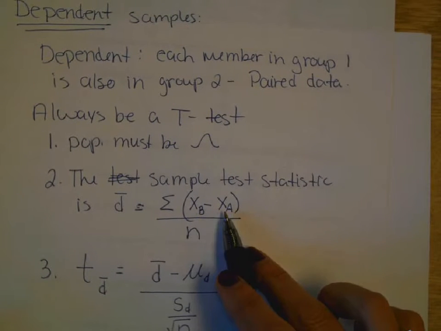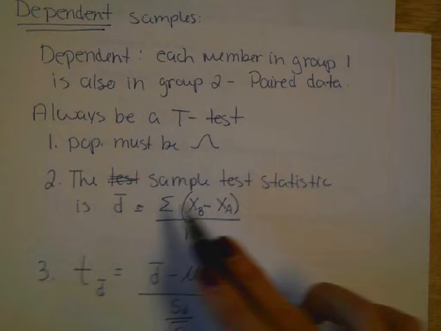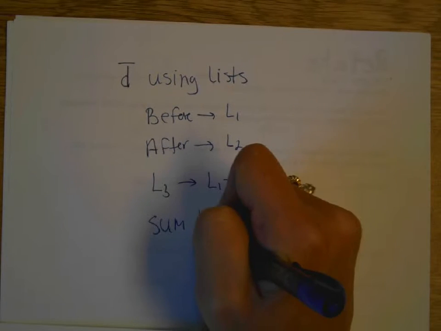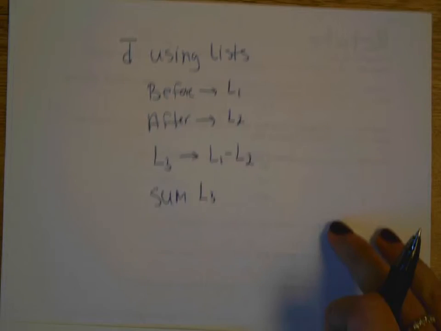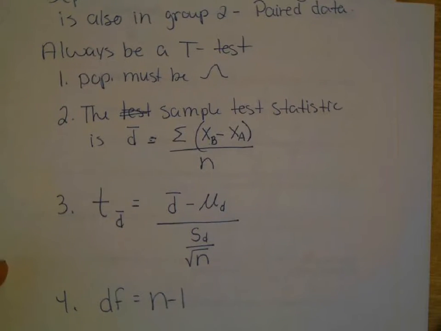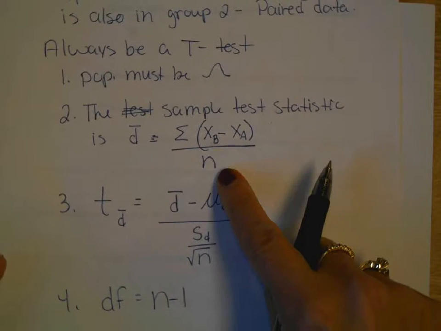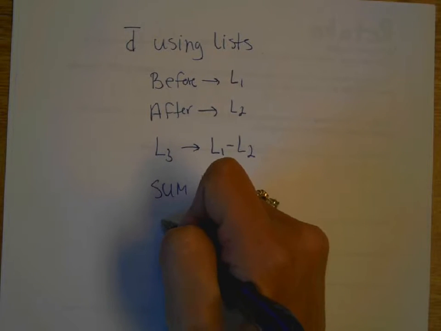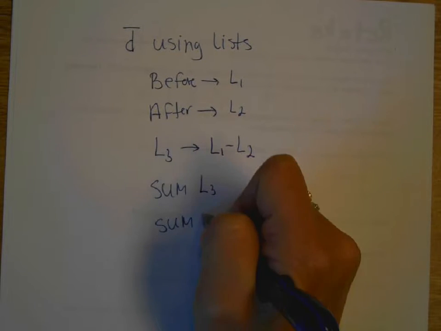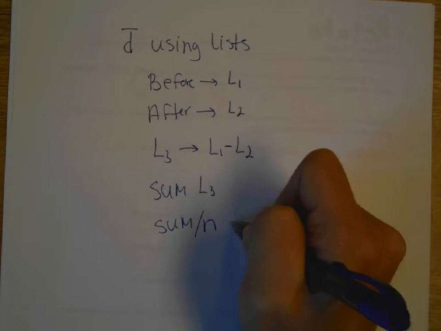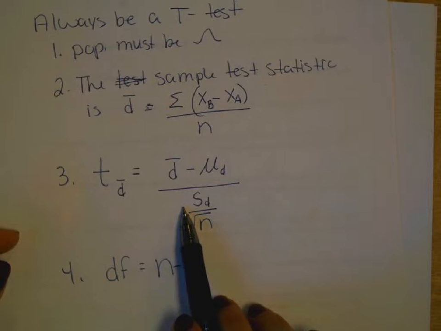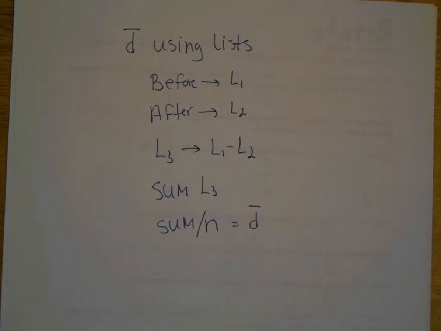Then what do I want to do according to the formula? Add them all up. So we're going to sum up list 3. And then the last thing we want to do is divide by how many I had. So the last thing will be the sum divided by the number. That will give us D bar. Once I have D bar, then I'm going to do the by hand formula for the T. All right, so let's practice it.